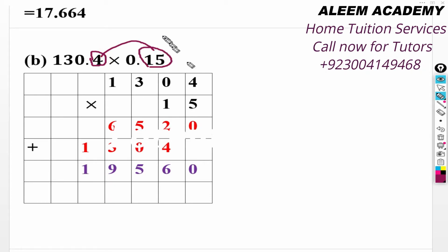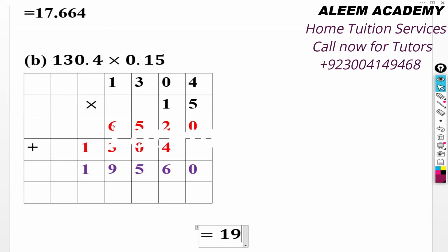2 plus 1 becomes 3. So you have to leave 3 numbers from the right side. Remember, from the right side. So 1, then 2, then 3. So the decimal will come here. The answer will be 19.560. I hope you understand. This is your final answer for the B part.